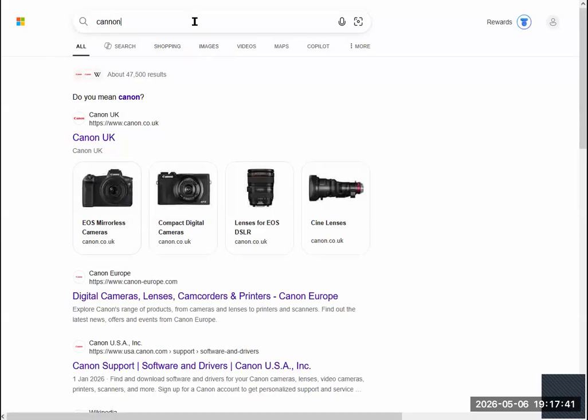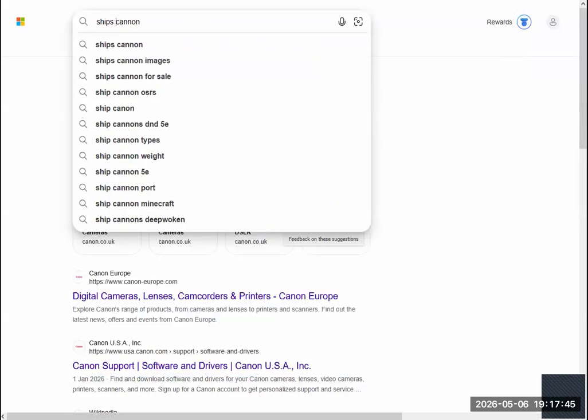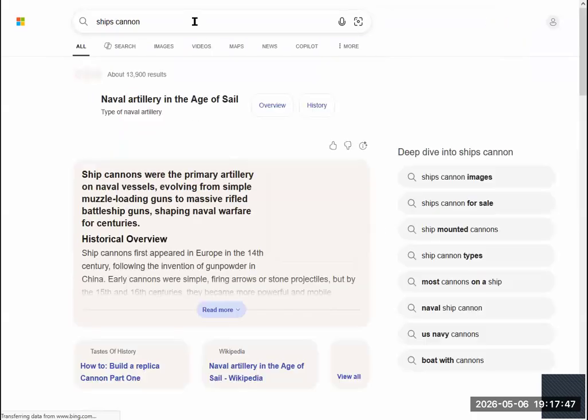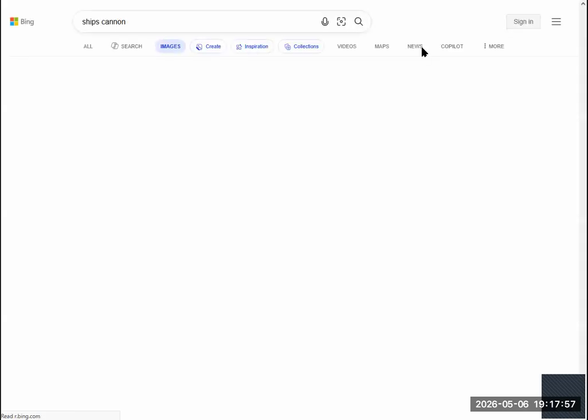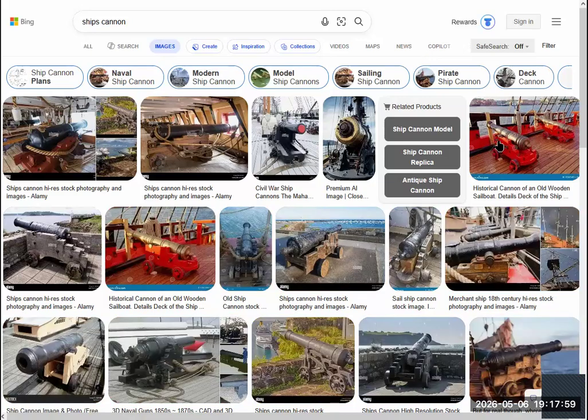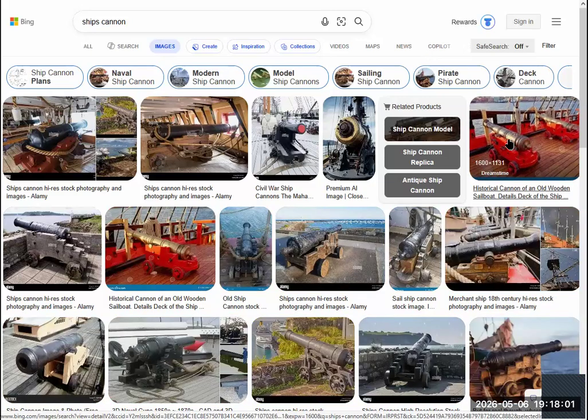So if I say ship's cannon, these ones look like they were. So this is artillery basically. Let's go straight to the photos. Taking a little while to get there. So these are cannon. Let's try and find one that looks vaguely similar.